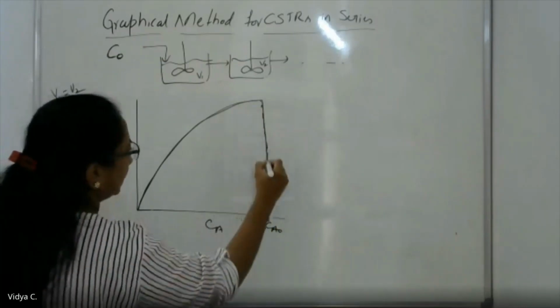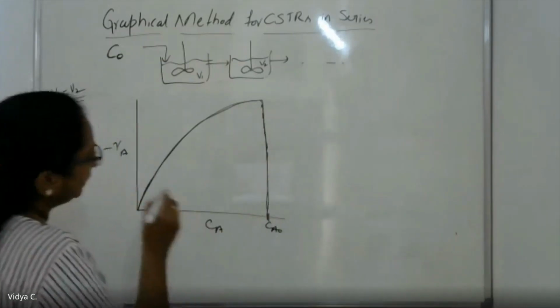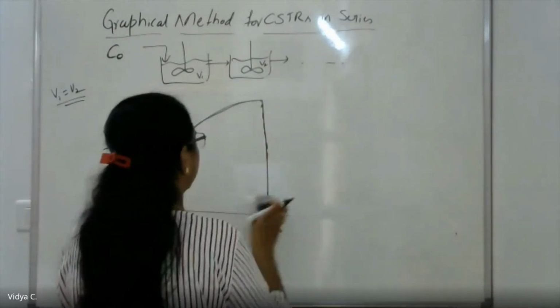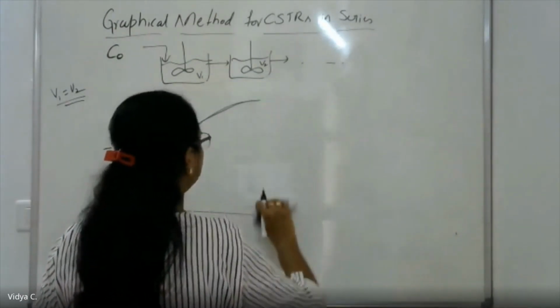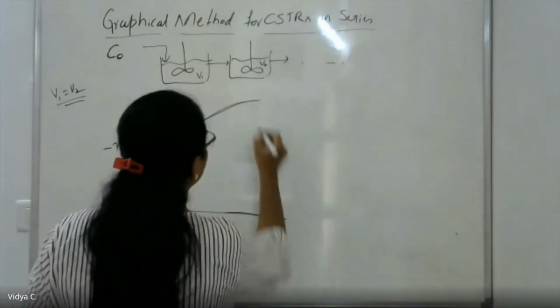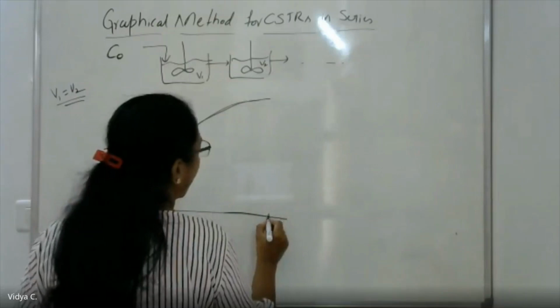Okay, CA naught. Anyway, I don't need that line. Let me rub it because that will be confusing. First, what we will do here, first, mark CA naught.